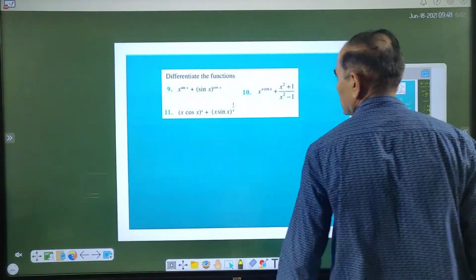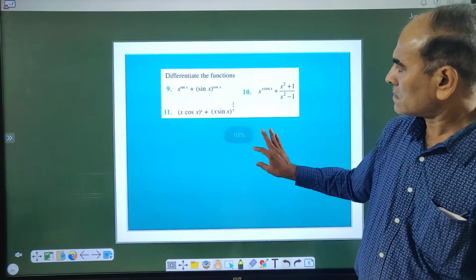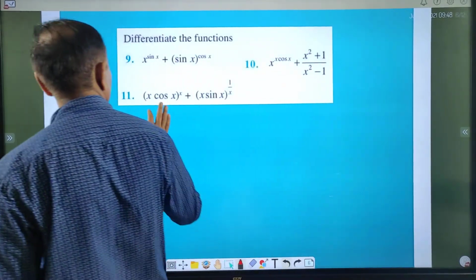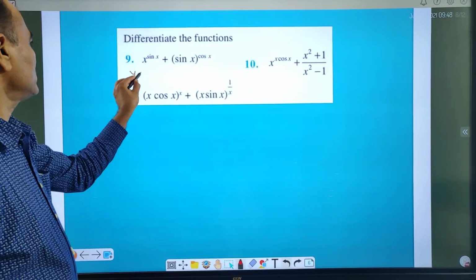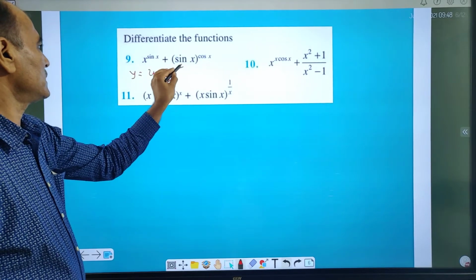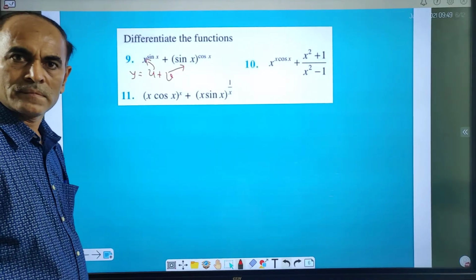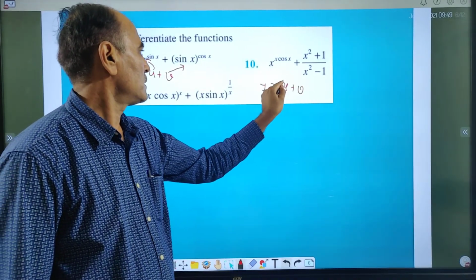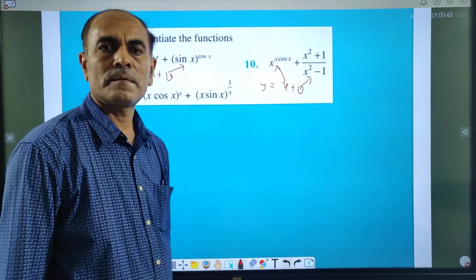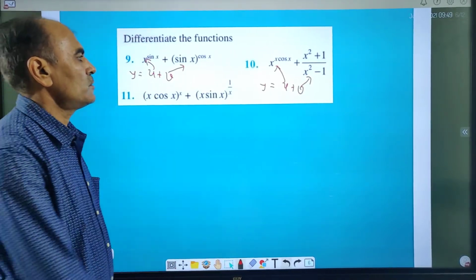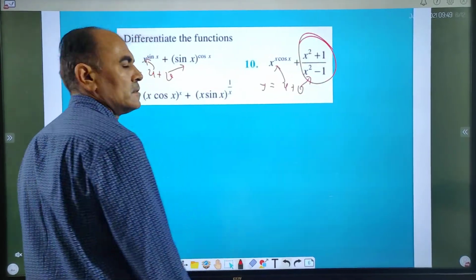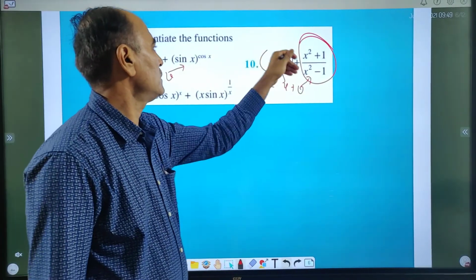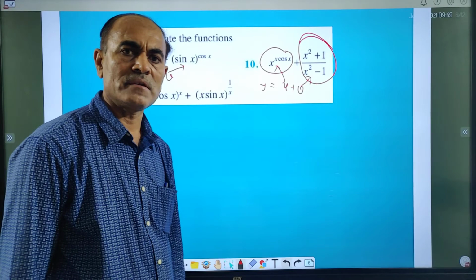Next, see here. What is given? If I take y is equal to u plus v, u is this part, v is this part. Here it is ordinary form, v is ordinary form. So directly we will take the division rule. And here we will take log on both sides. Then it is very easy to differentiate it.